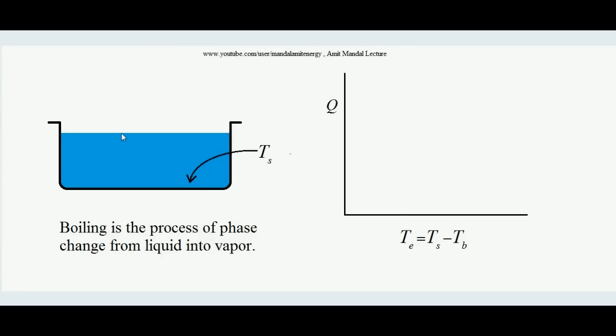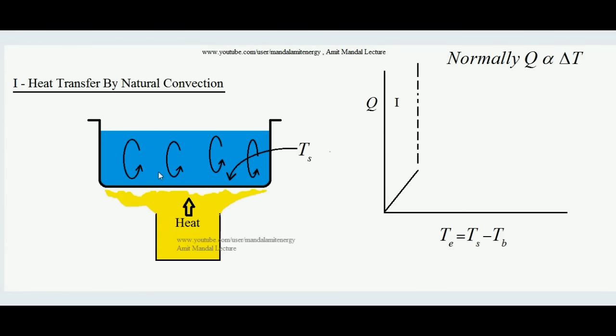For example, in case we are taking water in this container, then water's boiling point is 100 degrees centigrade. In case the surface temperature is 120 degrees centigrade, then 120 minus 100, ΔT excess is 20 degrees centigrade. So this is what ΔT excess is. This is the graph between the heat transfer rate and ΔT excess. Now suppose this container is kept over some heat source, so continuously heat is supplied from the bottom surface like this.